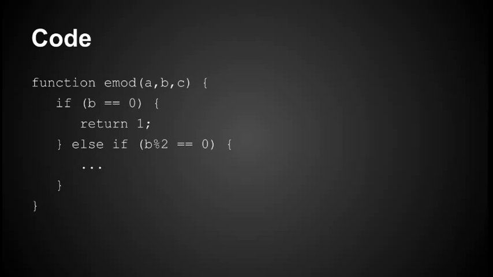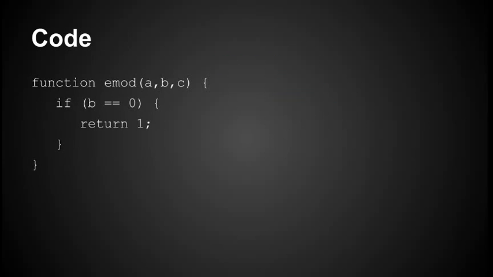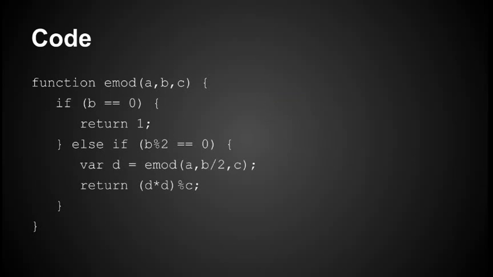mod c. Because as you can see back here, when we broke it in half, we had 12 to the 5 mod 5 times 12 to the 5 mod 5. So when you break it in half, that's 12 to the 5 mod 5 squared. So right here, we have d squared mod c.